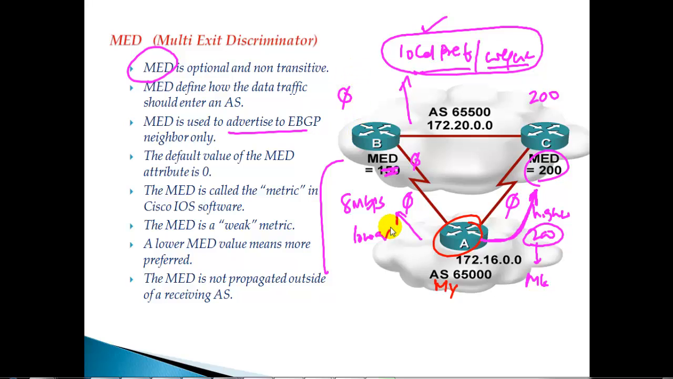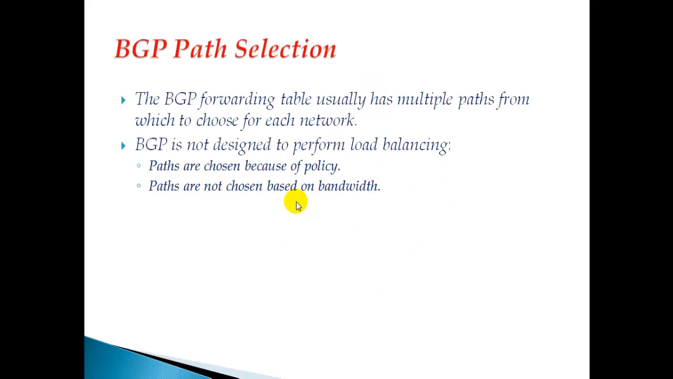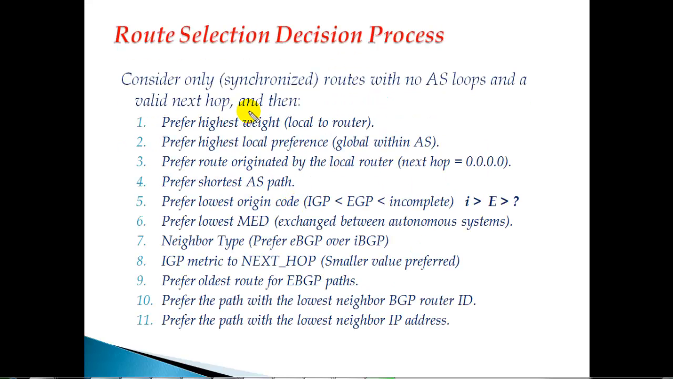Because if you know the default path selection process, if I just list out the default path selection process, weight is most desirable and the next is local preference. And if you see, MED is verified on this side. That is one consideration we need to keep in mind when you are doing that AS path.